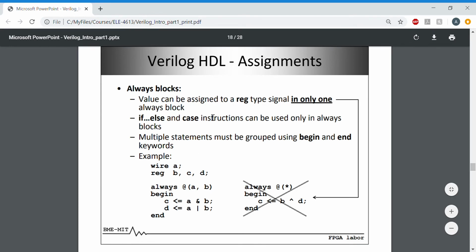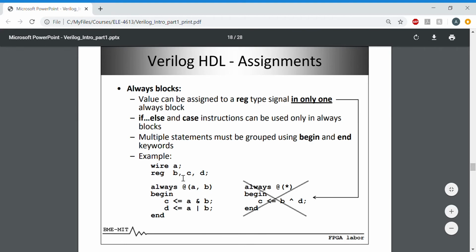If, else, and case instructions can be used only in always blocks. They cannot be used outside. And multiple statements must be grouped using begin and end keywords. Example: you have something declared as reg. Reg does not necessarily mean flip-flop, but it means something that you use inside an always block. You cannot use a wire inside the always block as the target of assignment.